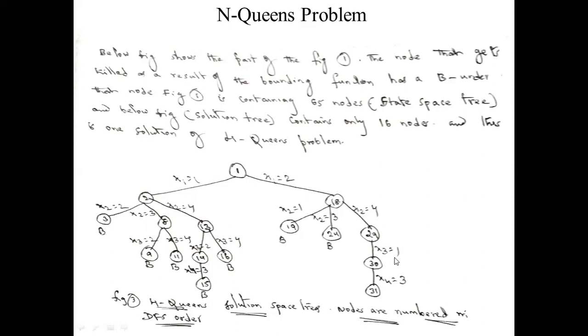Third queen is placed in first column and fourth queen is placed in third column. Then only we get the answer. I will show you by using a square box or chessboard. This same solution I will show you in a square box or chessboard.